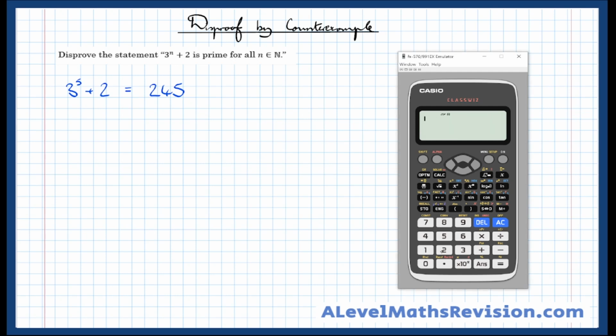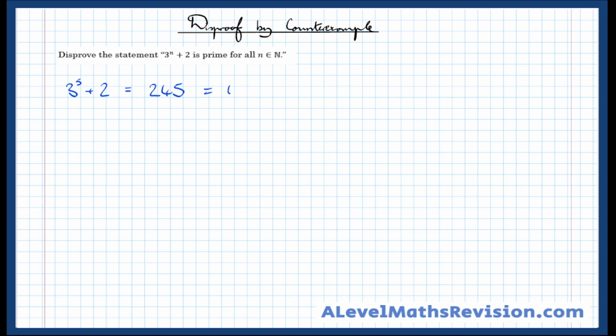So to show that it's not prime, we just need to write it as a product of two factors other than 1 and itself. So 2, 4, 5. I know that 5 is a factor because it ends in 5. Gives me 49. So 245 is equal to 49 times 5. Therefore, not prime. And then finally conclude. Therefore, statement is false. And that is disproof by counterexample.